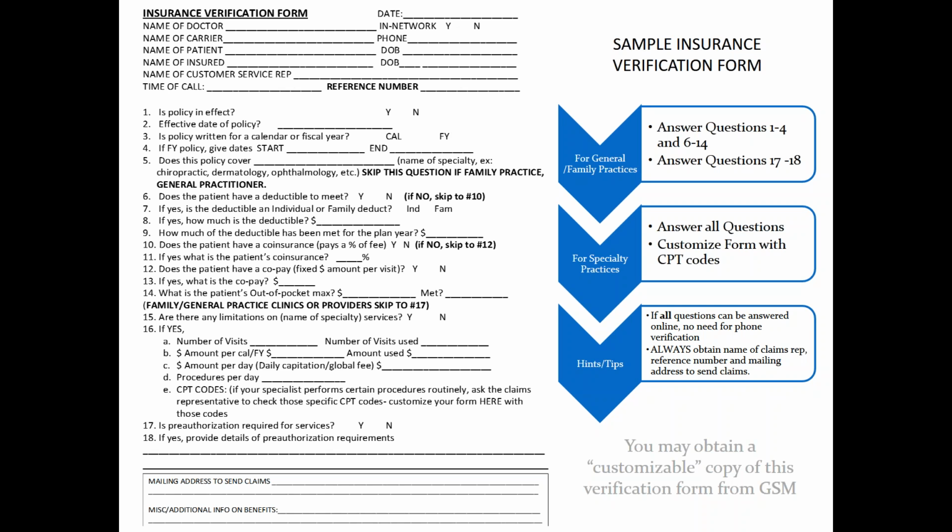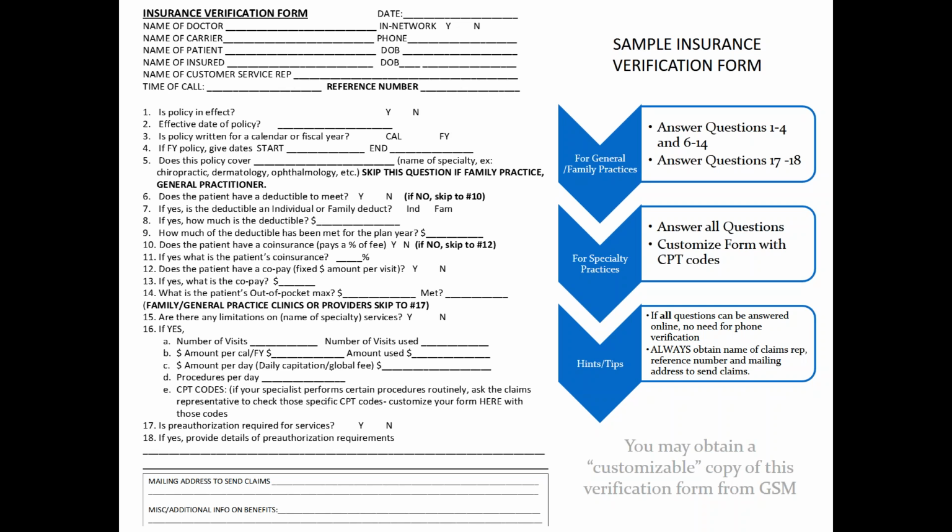And then of course, again, in Section 16E, you would check on specific CPT codes if necessary. You would need to also ask whether pre-authorization is required for services, and if yes, find out from the insurance company what needs to be done to obtain the pre-auth and write it in. And then finally, at the very bottom of the form is the place for the mailing address and the payer ID for the claims, and then any summary information on benefits that you might want to add at the bottom of the form.